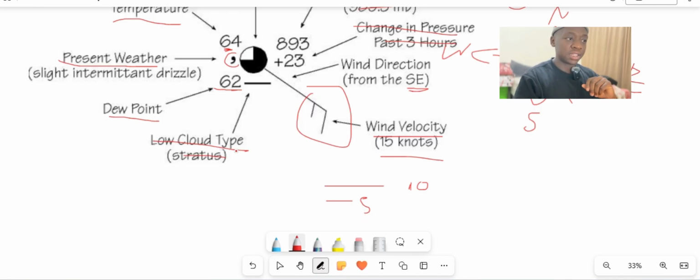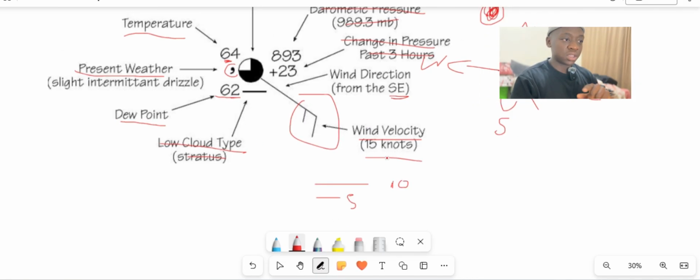And I think that is all, my grade 10s. This is why here it is called 15 knots, because 10 plus 5 equals 15. Yes. That is about all, my grade 10s. Hopefully you are prepared, and I wish you the best in your studies.